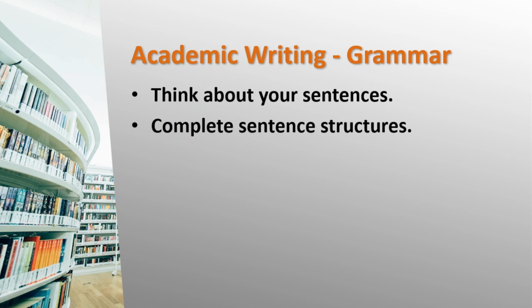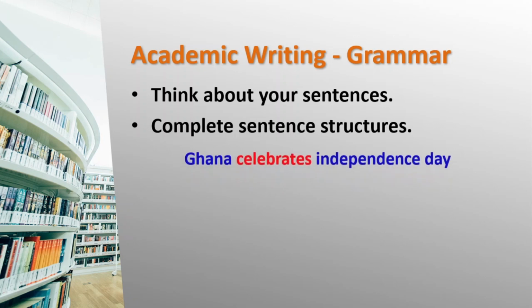You also need to think about your sentences. Make sure your sentences are complete. And what does it mean to have a complete sentence? We must have a subject, a verb, and an object. So let's consider this example. Ghana celebrates Independence Day. This is a complete sentence structure because Ghana is the subject, celebrates is the verb, Independence Day is the object. And so this is a complete sentence.